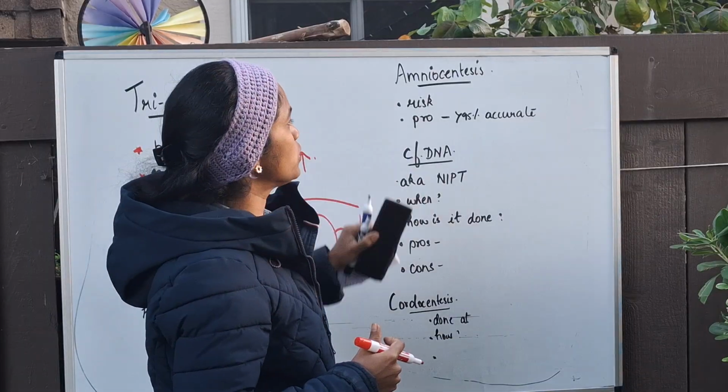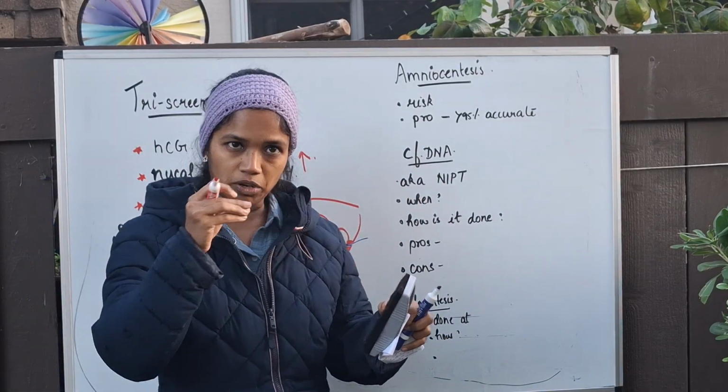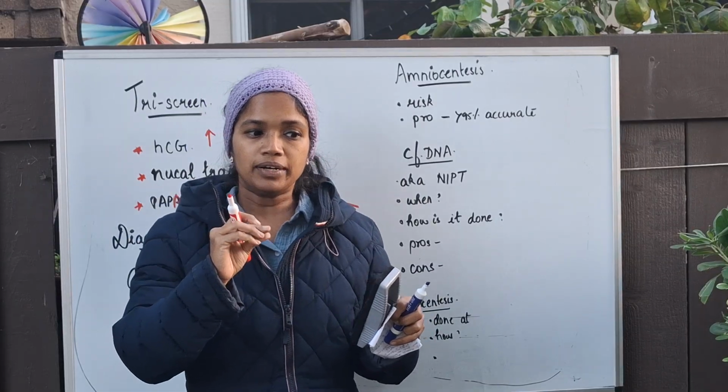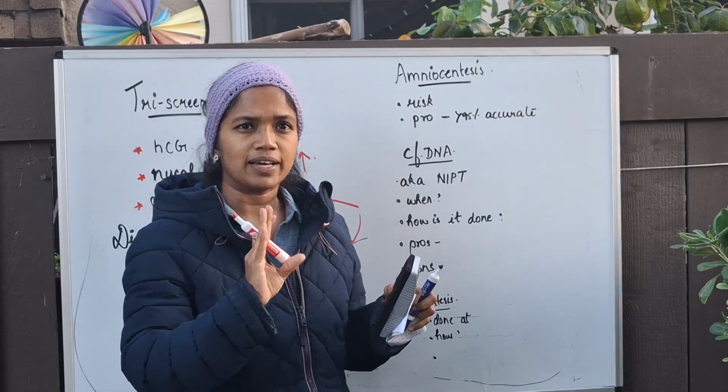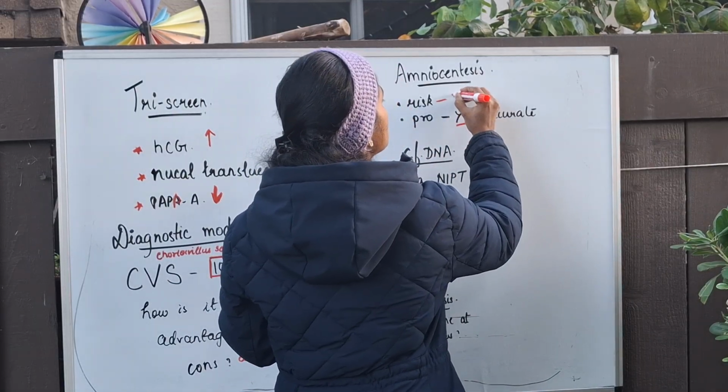What about the amniocentesis? Amniocentesis, as the name says, amniotic fluid is being removed, and therefore the amniotic fluid is checked for chromosomal anomalies. Again, this is more than 95% accurate, and it also can cause abortion.